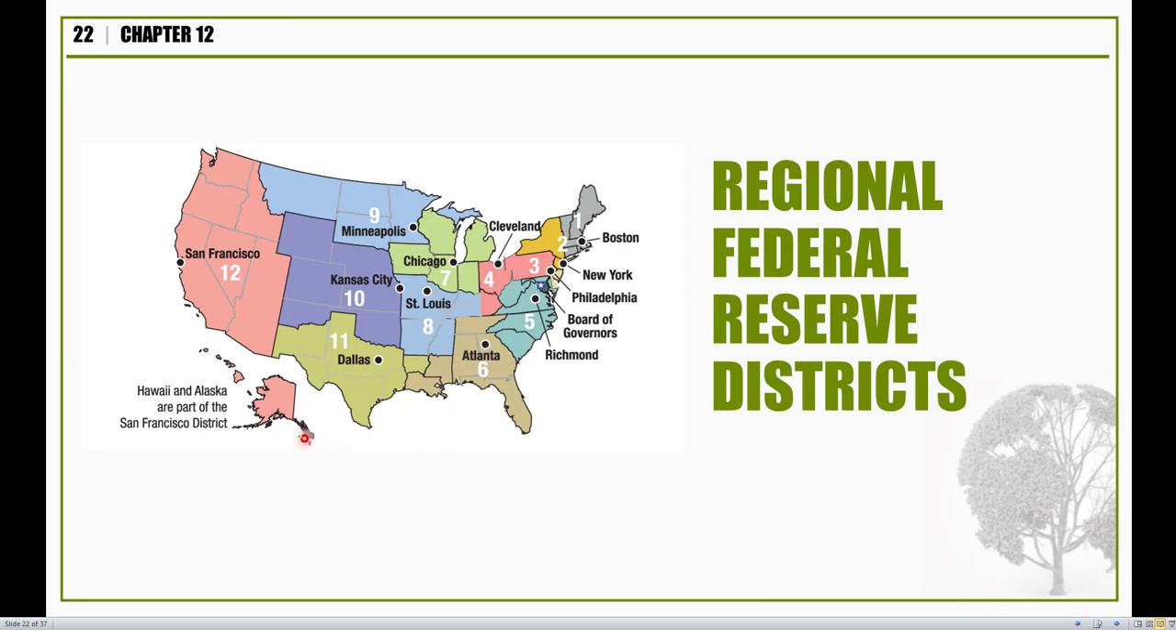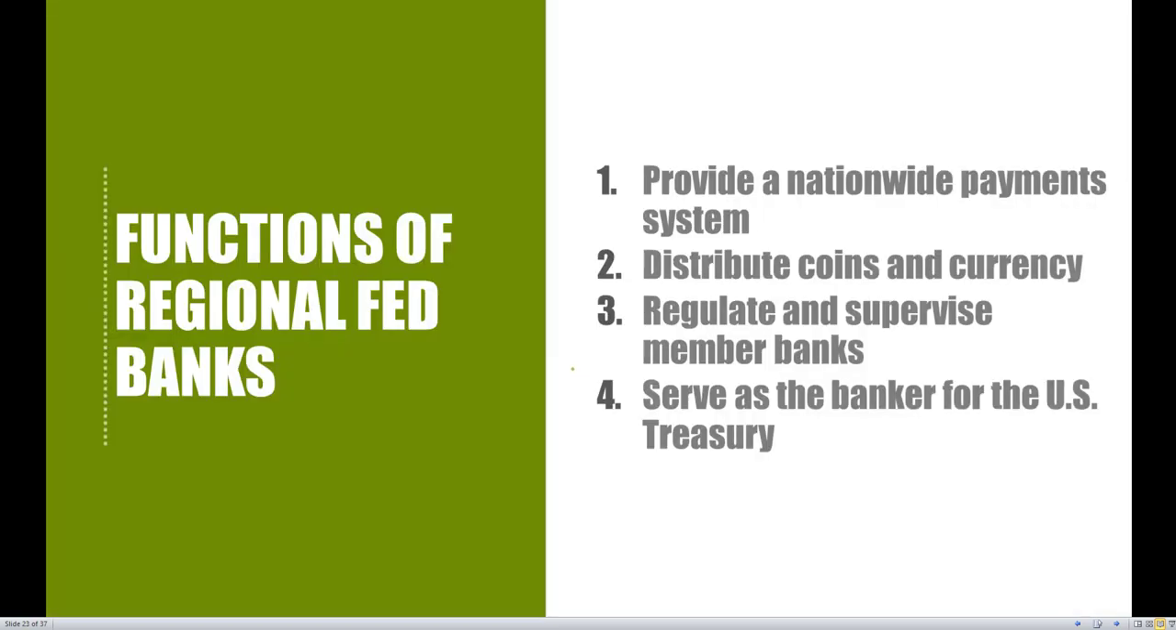You notice that these are located in the large metropolitan areas: Boston, New York, Philadelphia, Richmond. If you've ever been to these cities in the downtown area, you'll see these very nicely built buildings. What do the regional Fed banks do? They provide a nationwide payment system. They distribute coin and currency. They regulate and supervise member banks, and they also serve as the banker of the U.S. Treasury. These are things that we've already detailed before, nothing too in-depth that we need to talk about more.